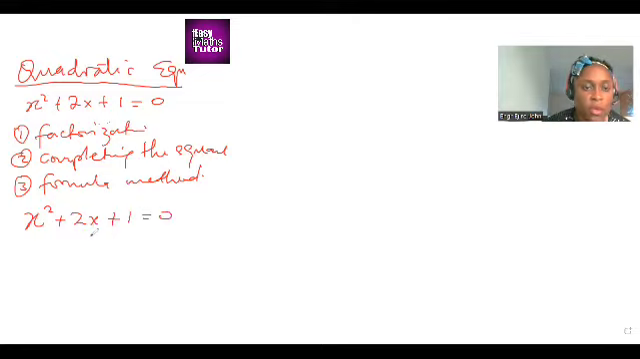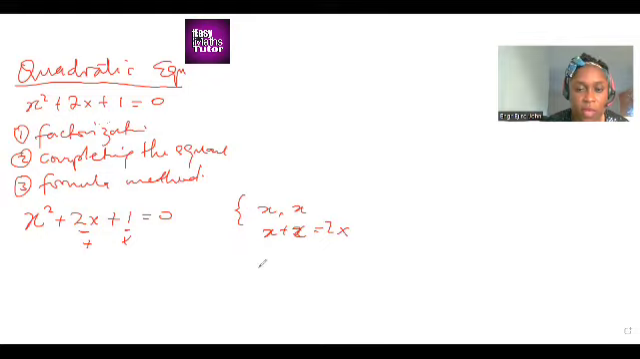All right, so if you're solving this classical quadratic equation, x squared plus 2x plus 1 equal to 0, the idea is to look for two factors of 1 which you multiply to get 1 and add to get 2x. And those factors are x and x. If I say x plus x, I will get 2x. If I say 1 times 1, I will get 1. So here I have gotten my factors.